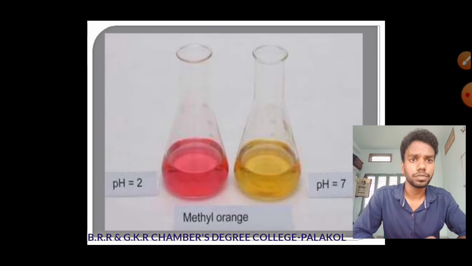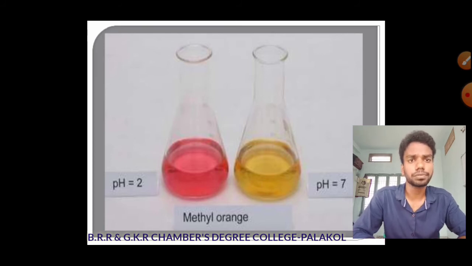Let's see. Here I am having two flasks. One solution is red color and another solution is yellow color. First, I am taking the first flask, where pH is equal to 2, that is acid, pH less than 7. So here is an acid solution. In the first conical flask, the red one, we have the acid solution, which is colorless. Now we are adding methyl orange indicator. While adding 1 or 2 drops of methyl orange indicator, the conical flask appears red color.